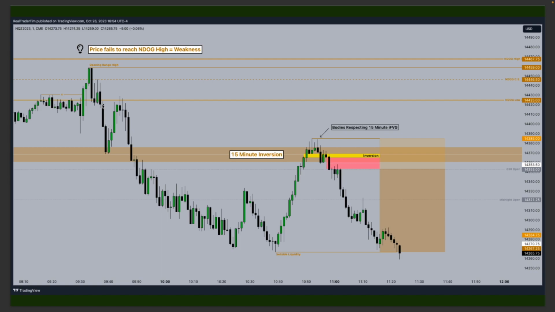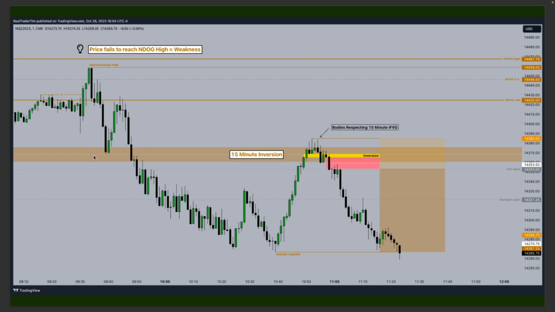So you could have taken this Silver Bullet. I guess it's not a Silver Bullet, because ICT teaches that it's a time-based model, so it would have to be between 10 a.m. and 11 a.m. But this 2022 model, I should say, to be specific, wasn't in the time window. Obviously, with hindsight, it still worked. We came back up to the New Day Opening Gap low one more time, and then displaced lower.